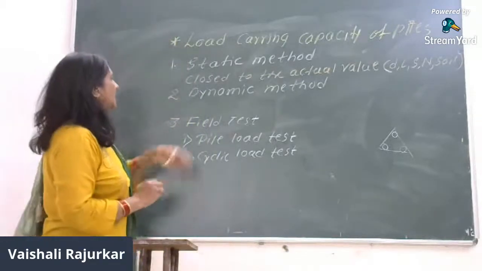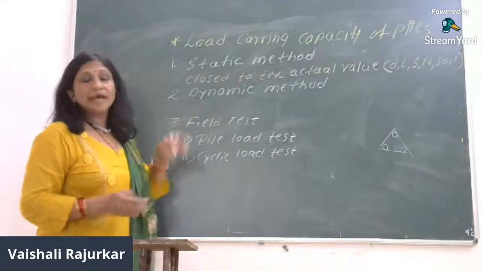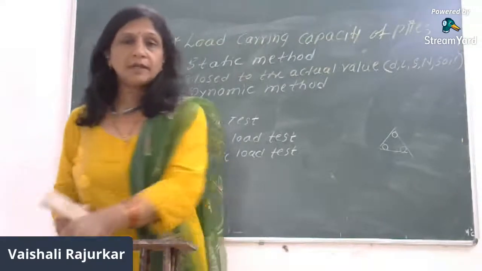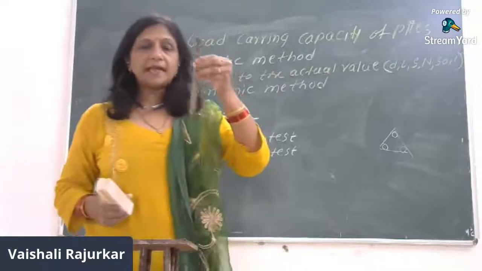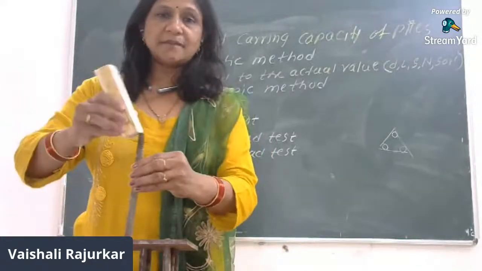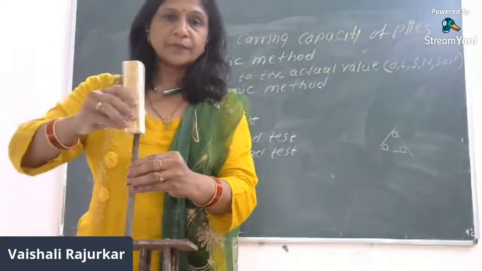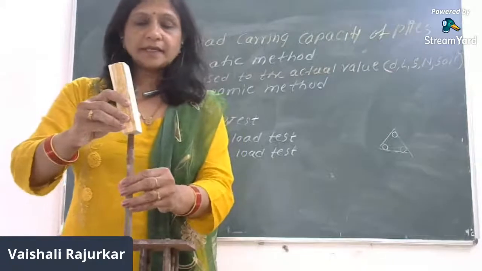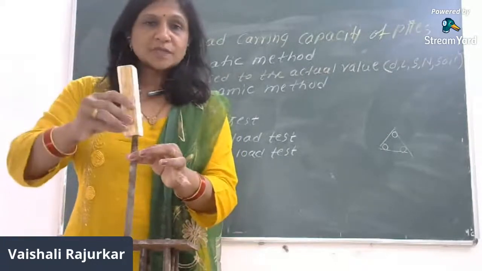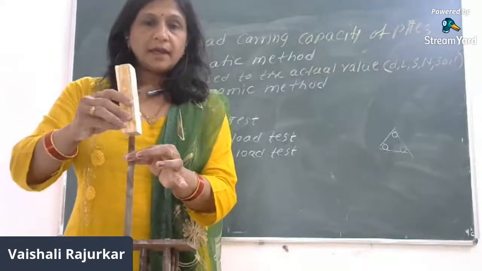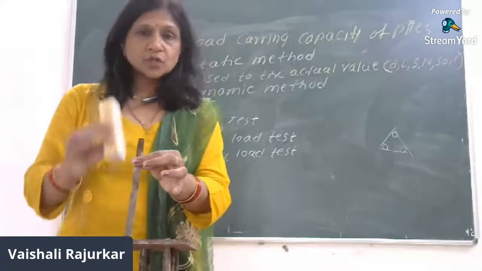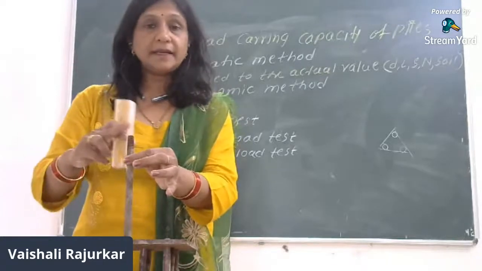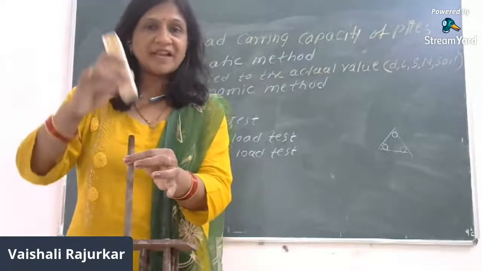There is another method, that is the dynamic method. Now the dynamic method is basically the resistance which has been offered by the soil. Now we all know that this is, suppose, the pile, and this pile is inserted by giving hammer blows at its top. Now if the soil is in a hard condition, in that case the number of blows will be more. And if the soil is soft, in that case less effort is required to penetrate the pile into the soil, therefore the number of blows will be less.